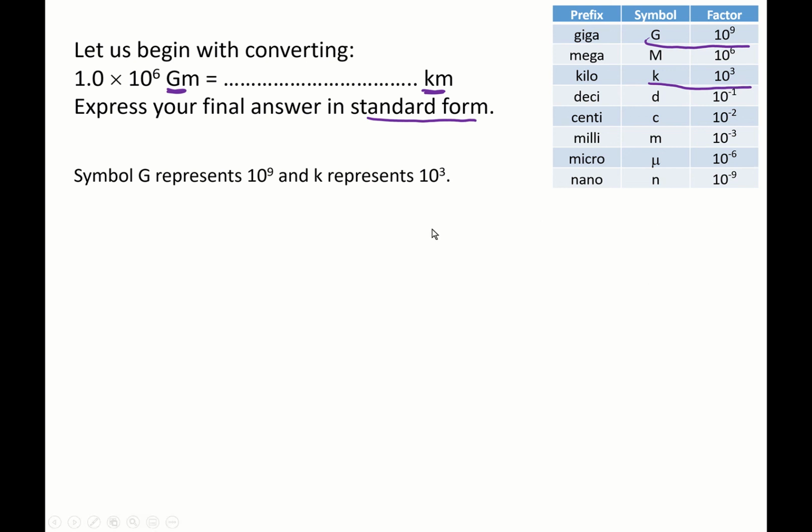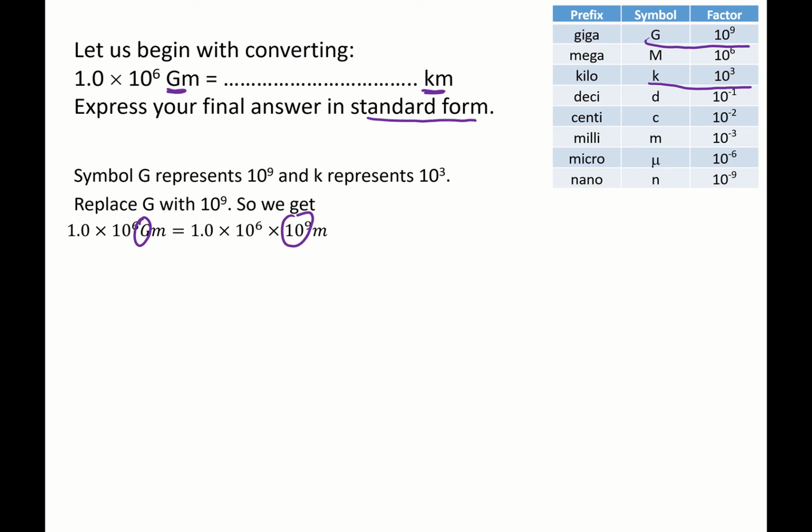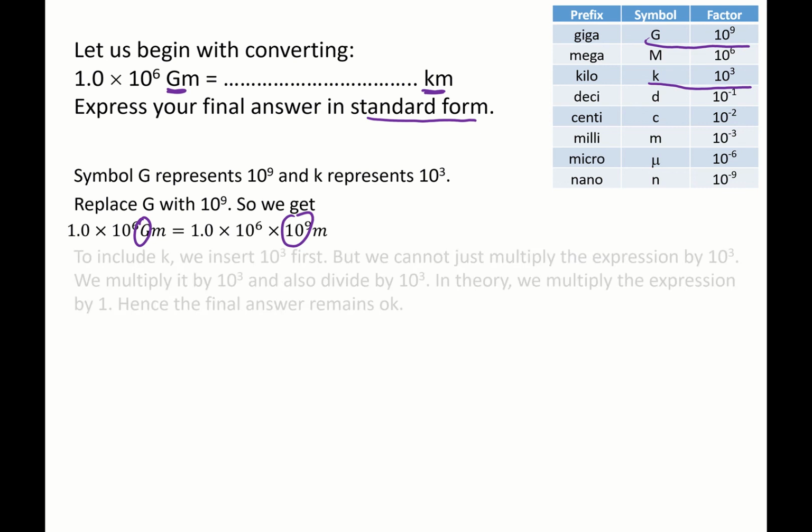So when we replace G with 10 to the power of 9, we get, instead of 1.0 times 10 to the power of 6 gigameter, we take G and replace with 10 to the power of 9, we get times 10 to the power of 6 times 10 to the power of 9 meters. So what I'm doing here, I'm doing a step by step. I don't just jump into the final answer. Let's do step by step. Get rid of the G first. Now we're going to put the K in. So how are we going to do that?